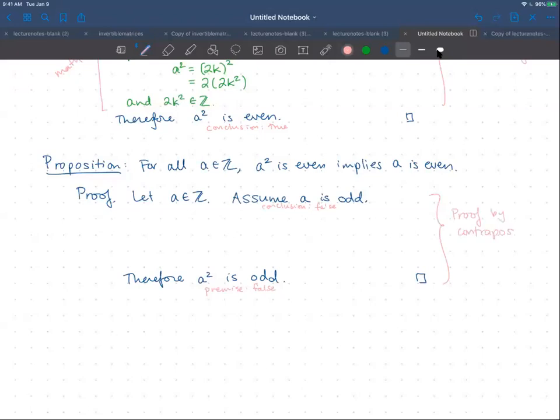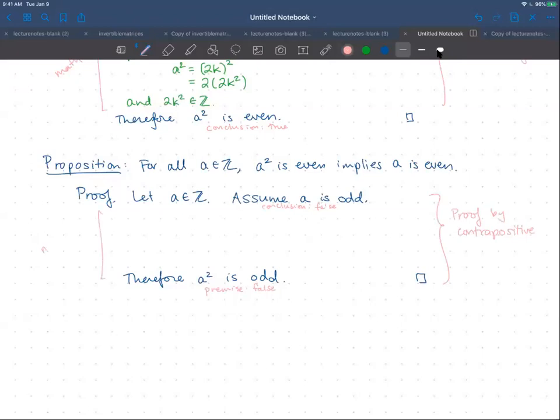So when you're writing a proof by contrapositive, you don't really need to say that we're proceeding by the contrapositive. You can just tell me what you're assuming. Your last line should be what you get to, and I'll be able to know that you did a proof by contrapositive. And any mathematician will be able to know that you've done a proof by contrapositive.